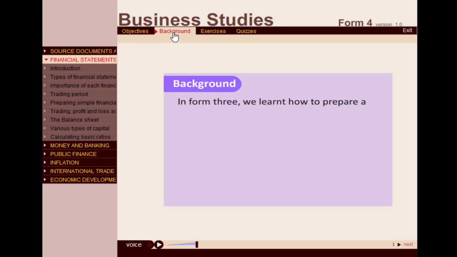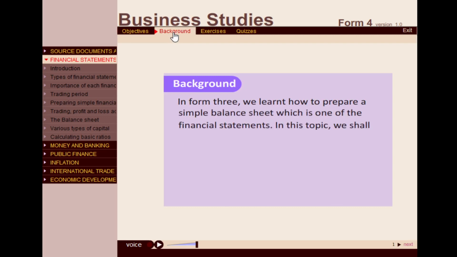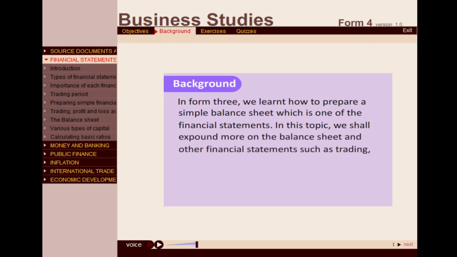Background. In Form 3, we learned how to prepare a simple balance sheet, which is one of the financial statements. In this topic, we shall expound more on the balance sheet and other financial statements such as trading, profit and loss account, and their importance to the business.